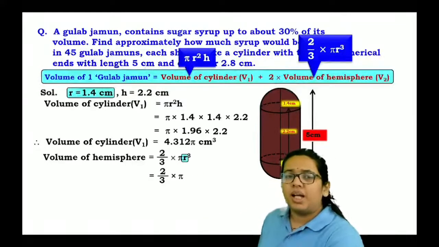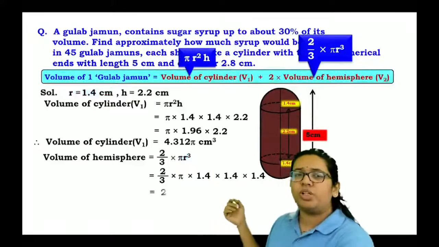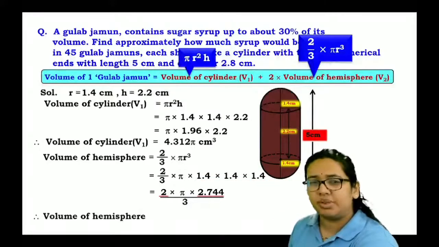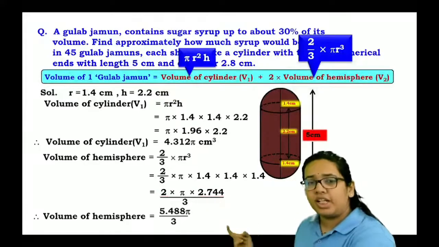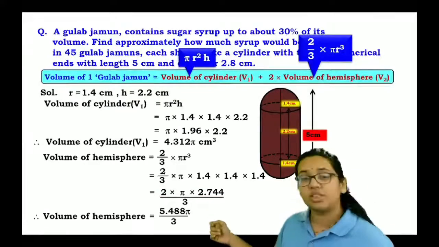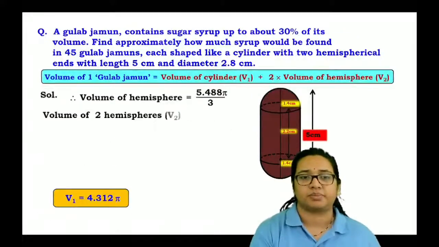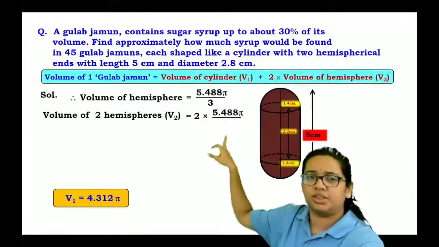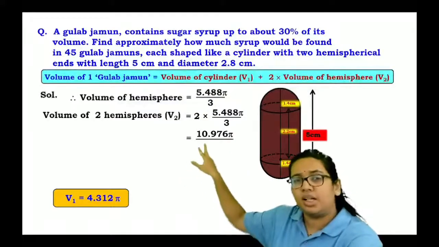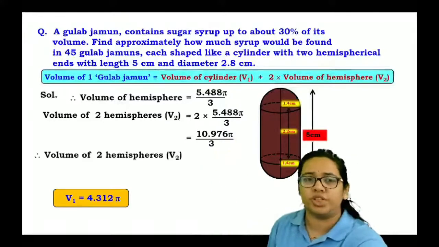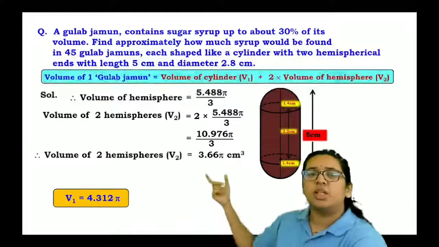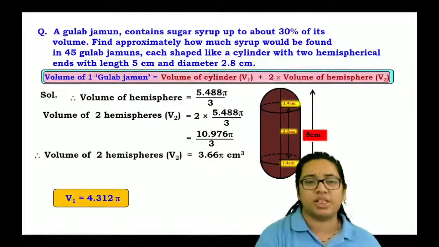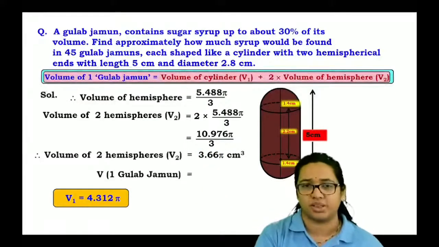So 2 upon 3 pi r is nothing but 1.4. So 1.4 into 1.4 into 1.4. So the answer will be 5.488 upon 3 pi. It is just the volume of one hemisphere. Therefore, volume of two hemispheres is nothing but 2 times this. So after equating this, you will get 10.976 pi upon 3. So volume of two hemispheres, we just have to divide by 3. So you will get 3.66 pi cubic centimeter.